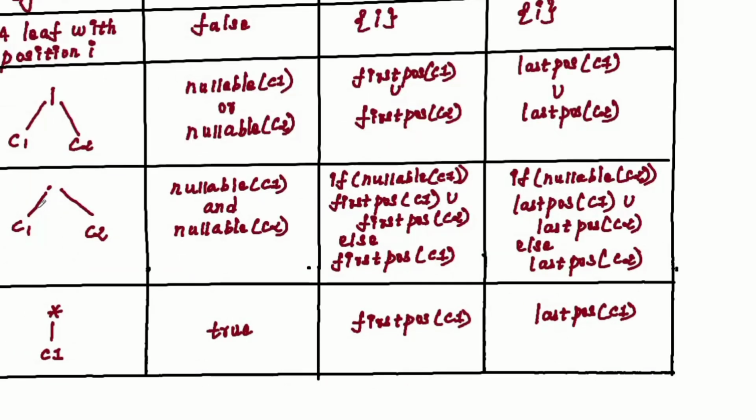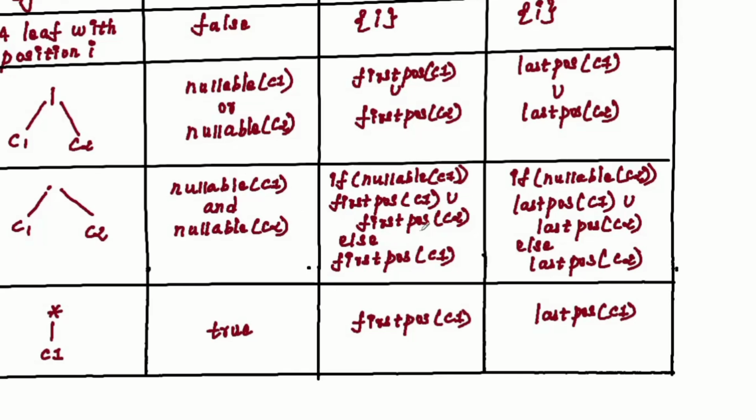Next, a concatenation node, c1 dot c2. This node represents the concatenation of two sub-expressions. It is nullable only if both c1 and c2 are nullable, because to get an empty string from their concatenation, both must generate epsilon. So nullable of n equals nullable of c1 and nullable of c2.